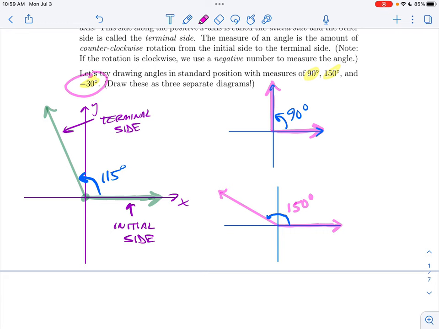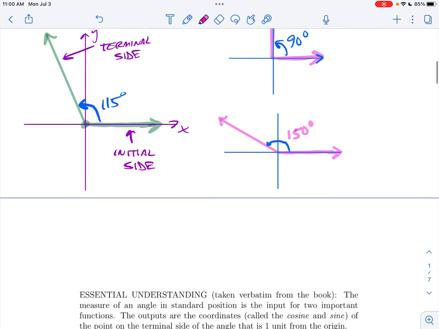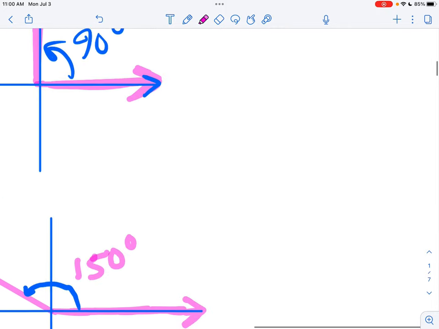And now negative 30 degrees, right? That's backwards. This is different from what you saw in geometry. In geometry, we measured angles and got positive numbers. Here, we're going to be okay with negatives, and that means that there's something backwards. By default, the way we measure an angle is in the counterclockwise orientation. So negative 30 degrees basically means 30 degrees in the backwards orientation. So let's draw a picture of that.